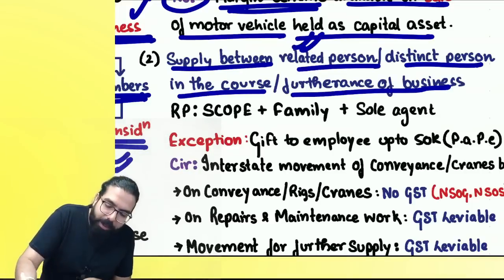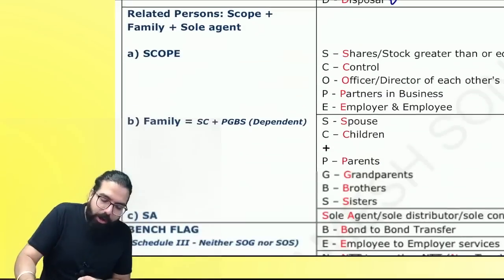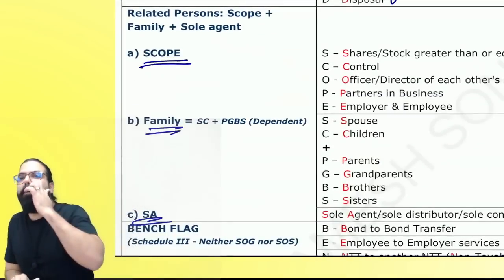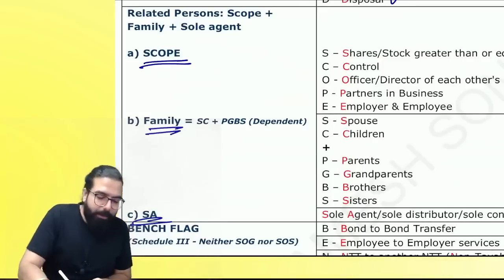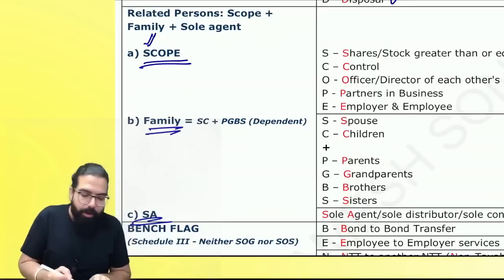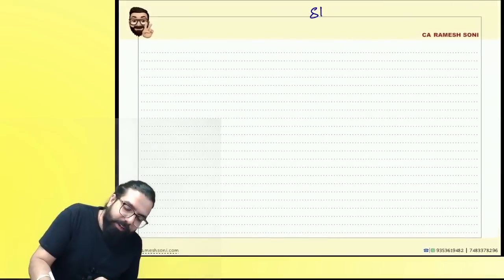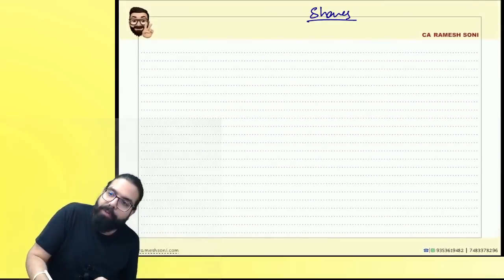What do you mean by related person, everyone? Related person, I go ahead and call it SCOPE plus family plus sole agent. What do you mean by SCOPE? S for shares: greater than or equal to 25% in both. Remember, both. S for shares, greater than or equal to 25% in both.